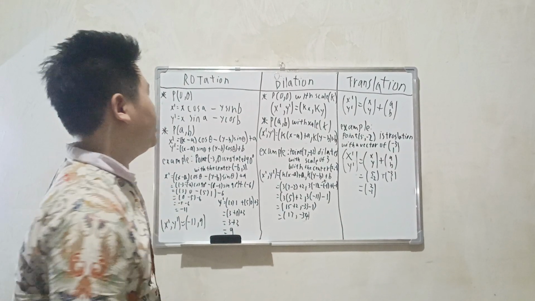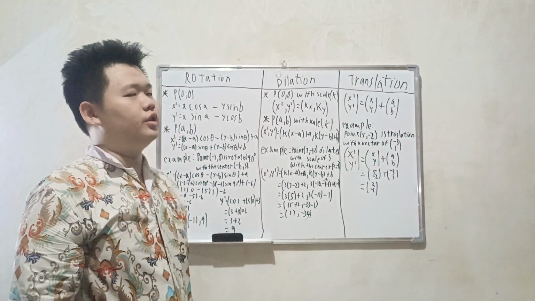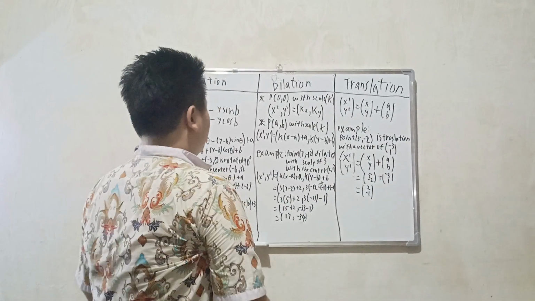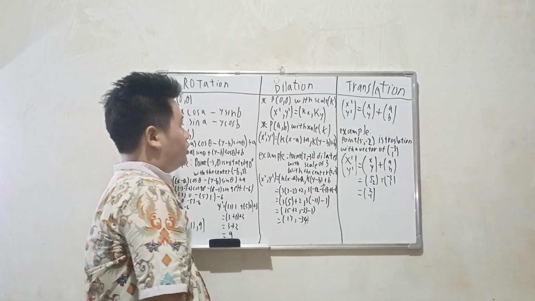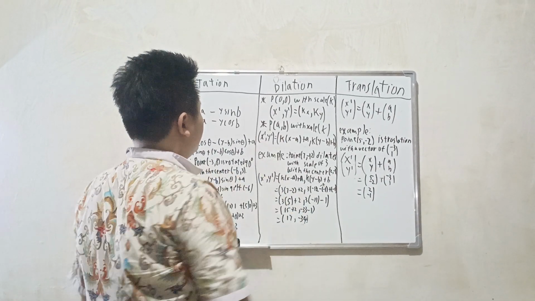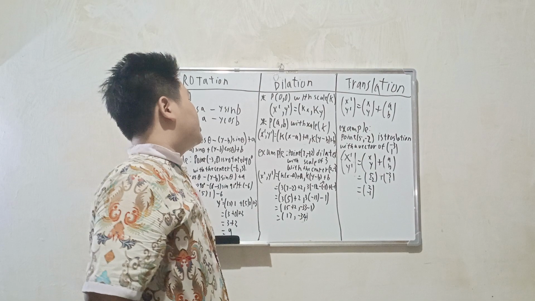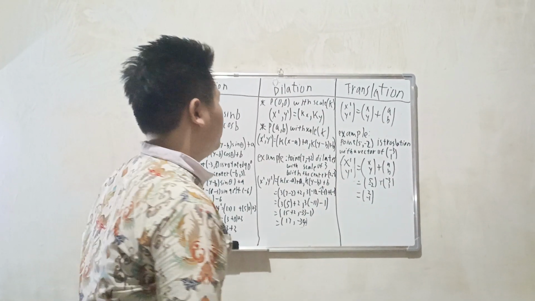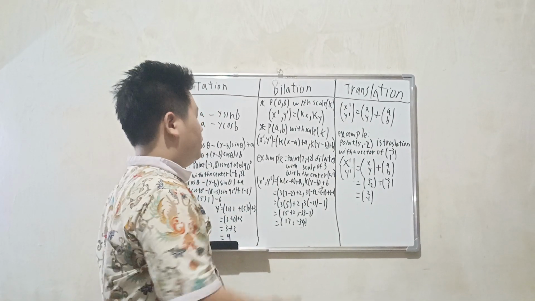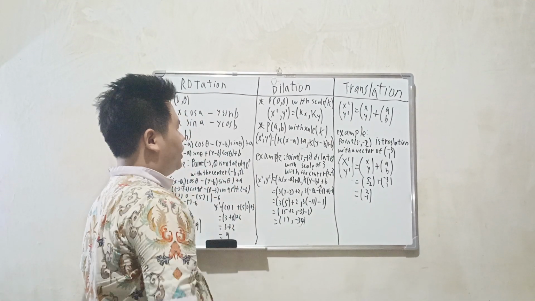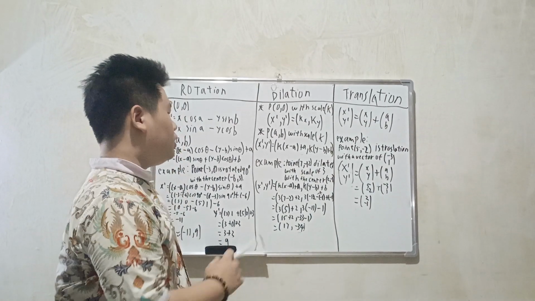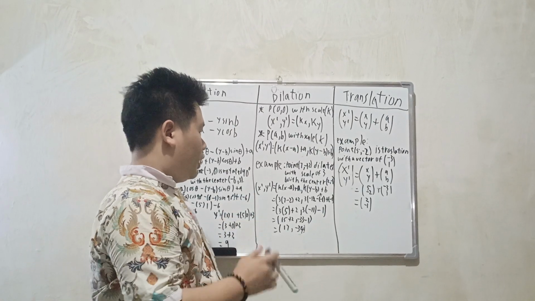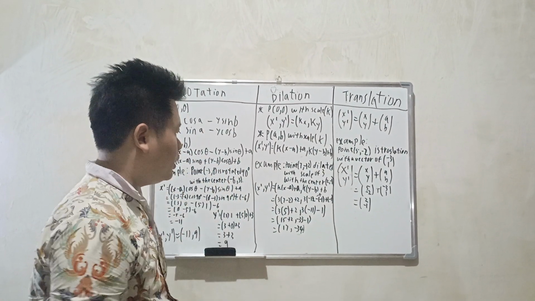Now let's move on to dilation. Dilation, same like rotation, there are two different types. The first one being center 0, 0 with scale. And the second one will be center A and B with scale. The first one, the formula is image x and y equals scale x and scale y, meaning the scale will be multiplied into x and y. As for the second one, the formula for it is image x and y equal to k x minus a plus a and k y minus b plus b.